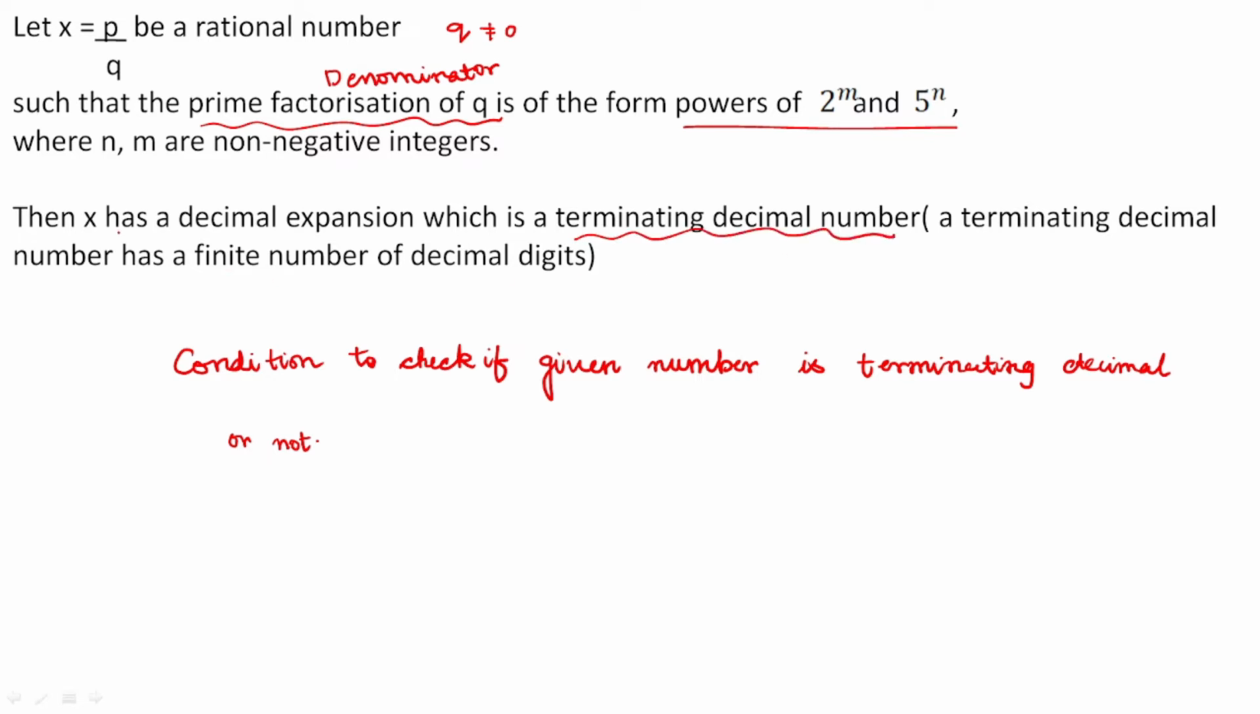So suppose x is a rational number that we considered. Then you say that that particular rational number has a decimal expansion that is terminating. We will move on to the exercise questions. I will be revisiting this theorem many times when we solve these exercise questions.